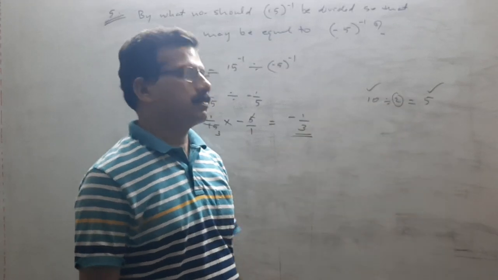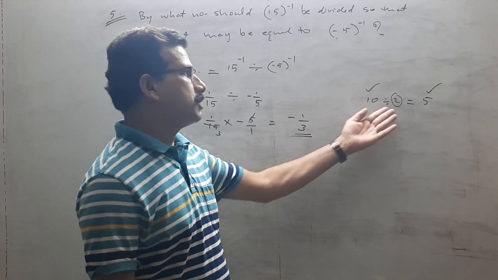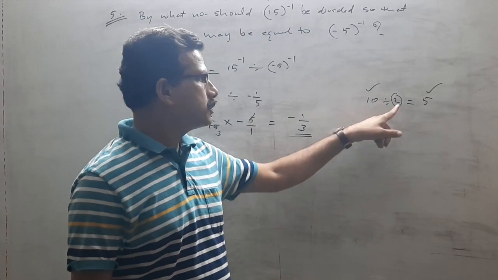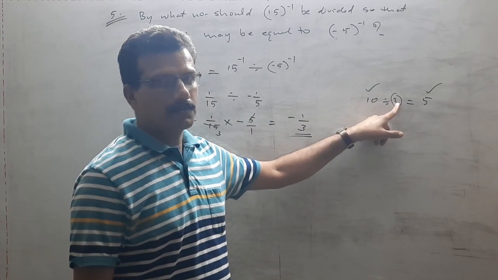10 divided by 2 is 5. By which number do we have to divide something? So 10, 2 is missing. We are understanding. Okay.